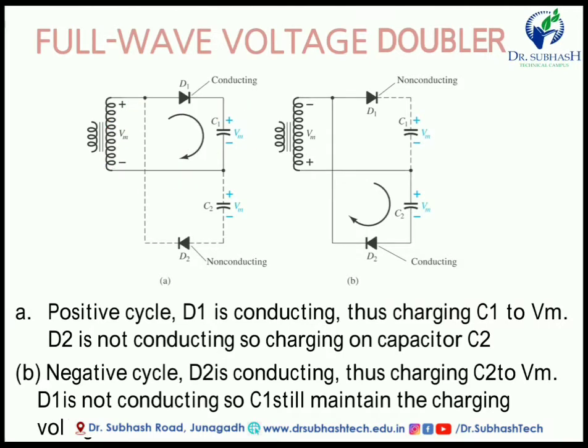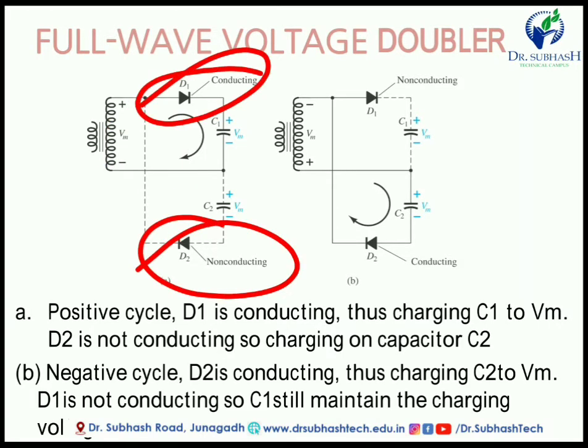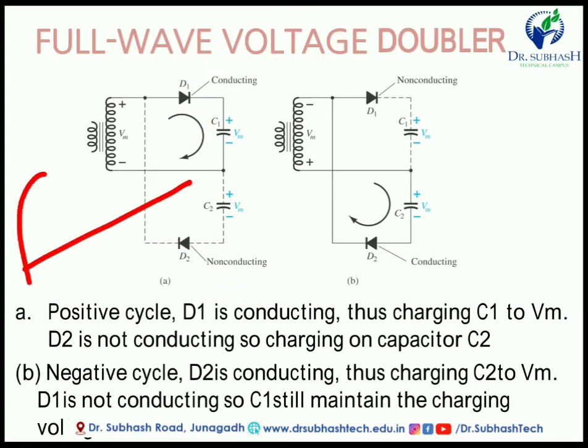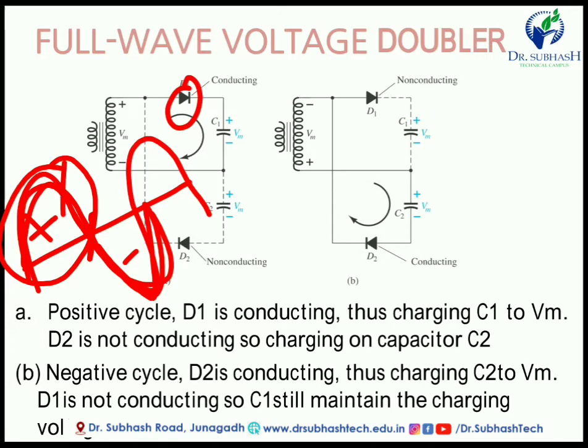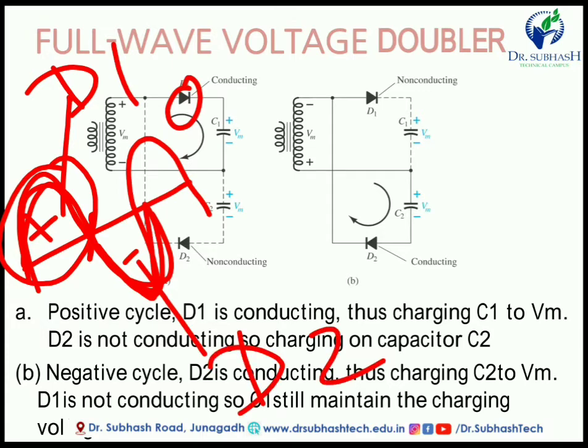In the negative half cycle, this diode is non-conducting and this is the conducting diode. In the positive half cycle, this is positive. Now this type of waveform is our input waveform, and up to this point it is positive. So diode D1 is conducting in this region, and diode D2 is conducting in this region. So this is the negative half cycle, and this is the diode D1 conduction, and this portion is diode D2 conduction.